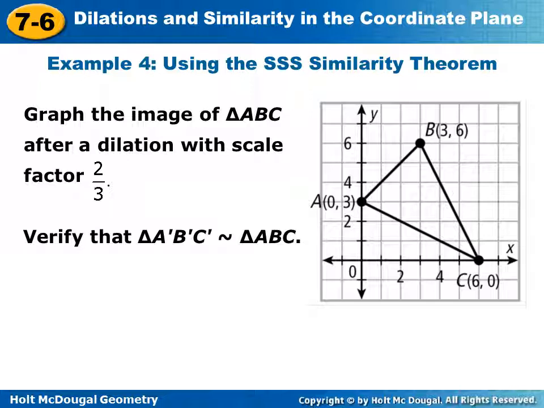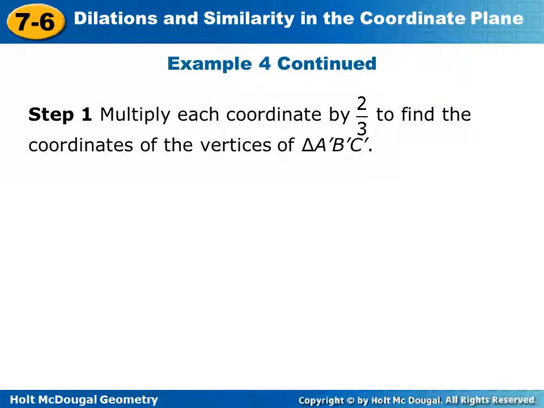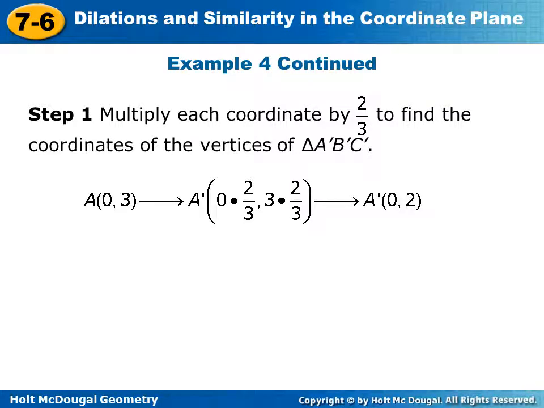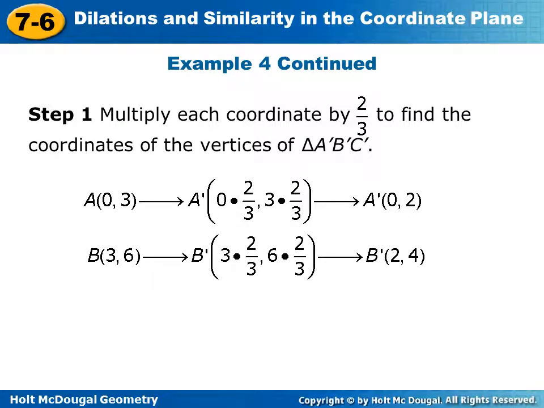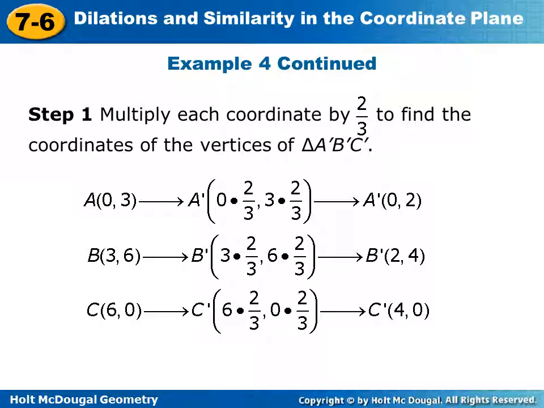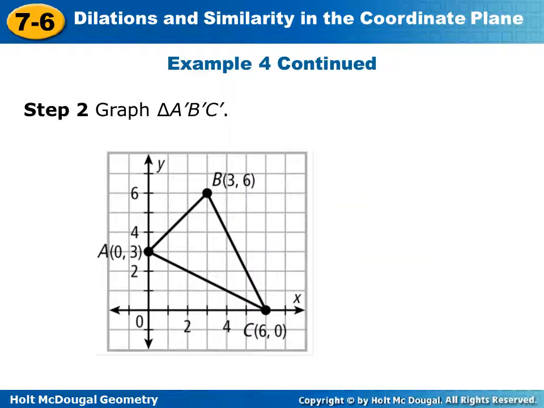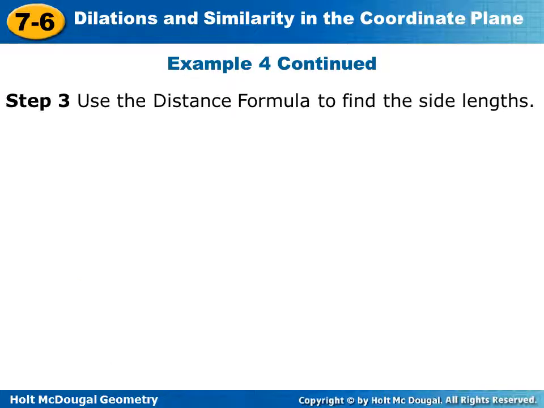Let's go ahead and graph the image of ABC after the dilation with scale factor 2/3 and verify that they're similar. We want to multiply each coordinate by 2/3 to find the coordinates of the vertices A', B', C'. So we have A, 0, 3, and that changes to 0, 2. 3, 6 moves to 2, 4, and 6, 0 moves to 4, 0. So we graph A', B', C' in red. That's our new triangle, and we want to prove that these are similar.